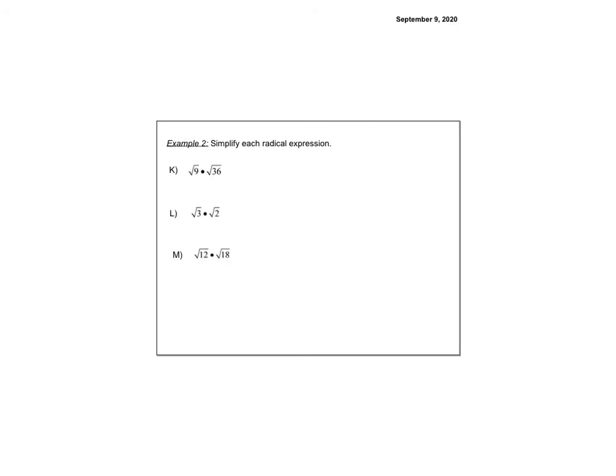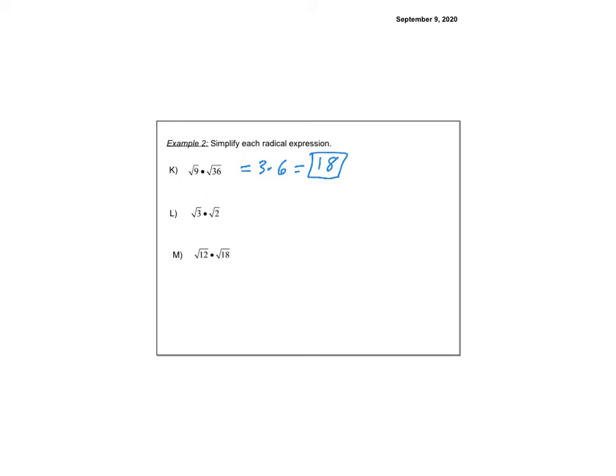All right, so we just worked on division and now we're on multiplication. Looking at one like this, we've got the square root of 9 and the square root of 36. We already know the square root of 9 is 3. The square root of 36 is 6. So now I can just multiply those together and I get 18.